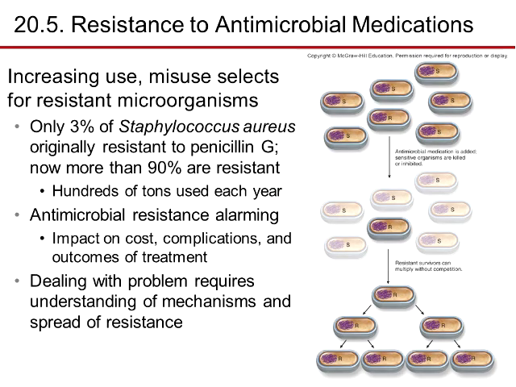Now, resistant antimicrobial medications. With the increasing use of antibiotics, misuse selects for resistant microorganisms, and that's the problem. Only 3% of Staphylococcus aureus originally were resistant to penicillin G. You could say penicillin over the top of them 3 times and it would disappear. Now about 90% are resistant to penicillin. Isn't that interesting? Hundreds of tons are used each year to treat them.